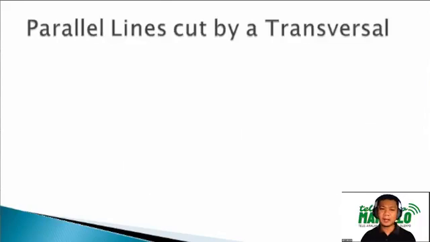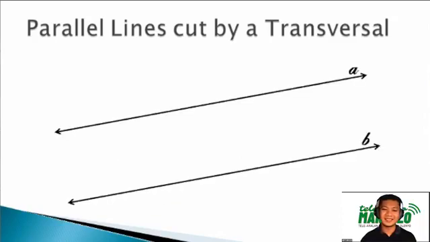So, what are parallel lines cut by a transversal? Do you remember these lines? Let's say, for example, we have line A and line B, which are parallel. Parallel lines do not cross or intersect. They do not meet each other, no matter how far you extend them. And they are cut by line C, which we call the transversal.